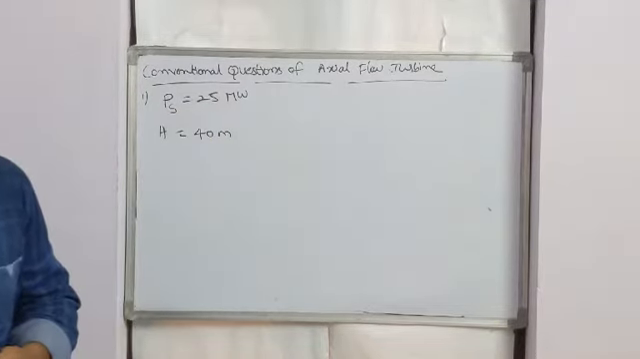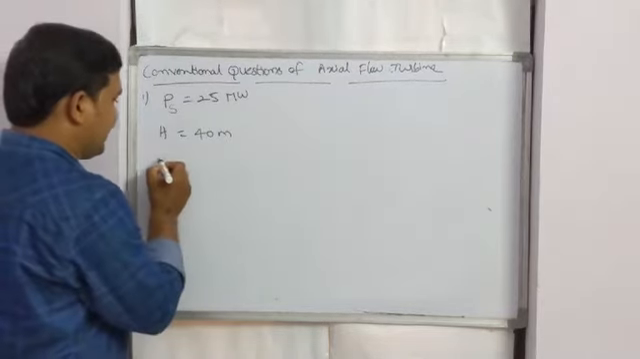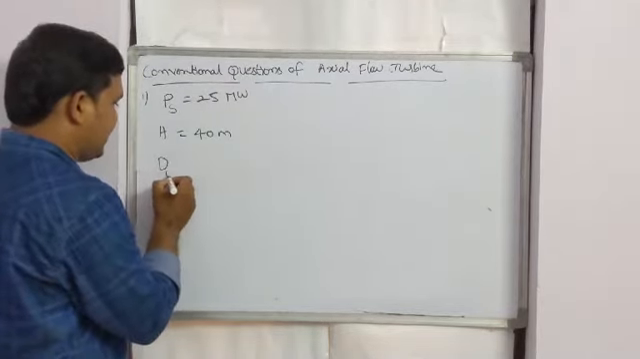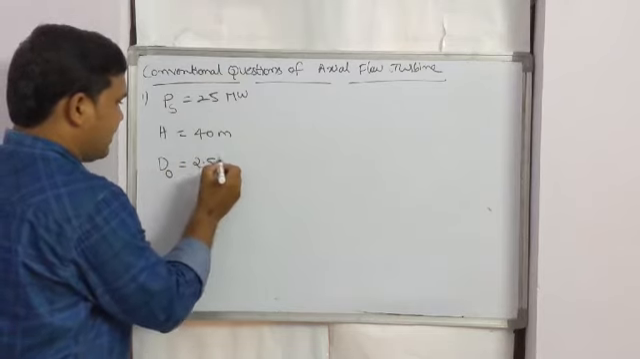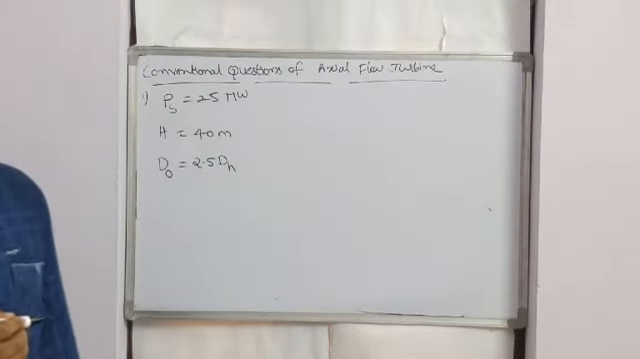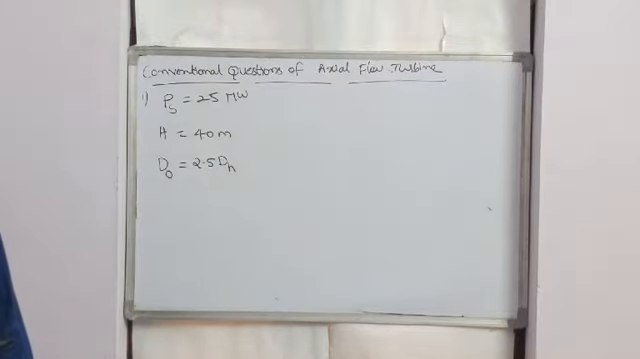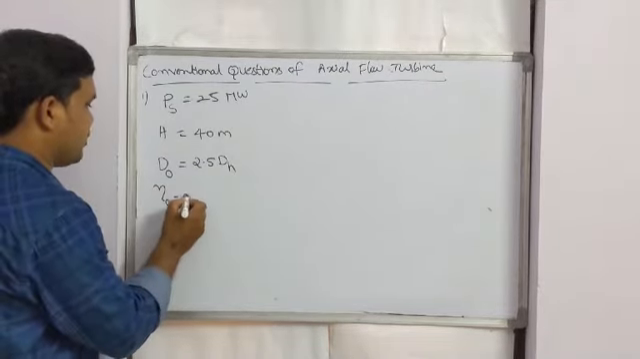Okay, the blade tip diameter is 2.5 times the hub diameter. The blade tip diameter is nothing but the outer diameter, which is equal to 2.5 times the hub diameter, and the overall efficiency is 0.9.